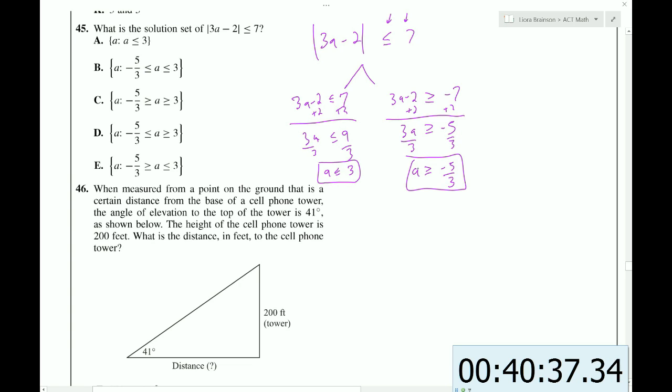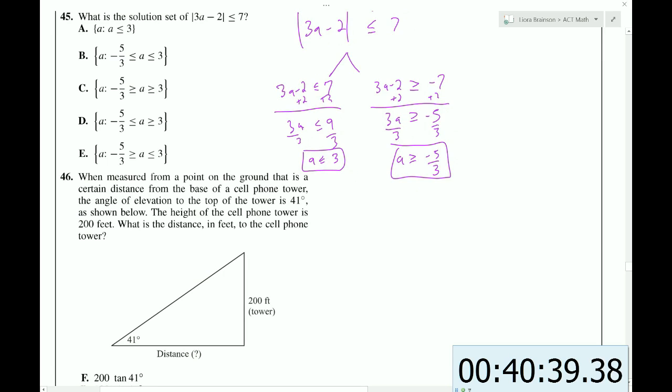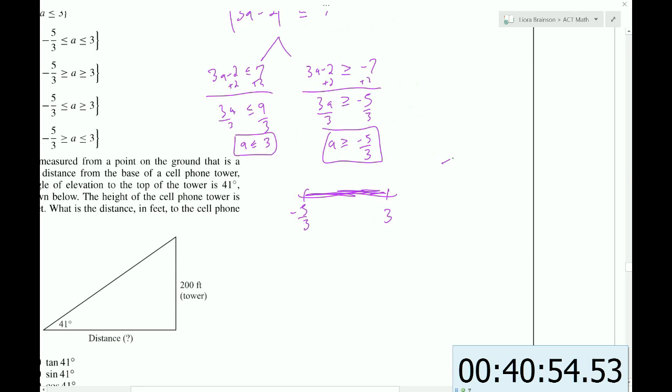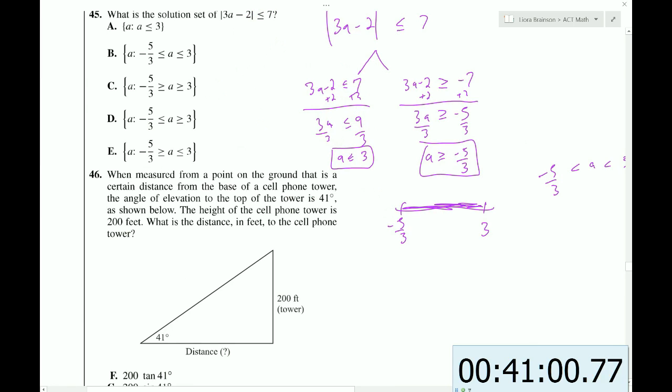Okay, so let's see, this looks like an OR statement, right? So it's either you're less than or equal to 3. Oh, it's actually an AND statement. So you're in between of here, right? So if I wrote these in order, it would be -5/3, then comes a, then comes 3, right? So that is this one.